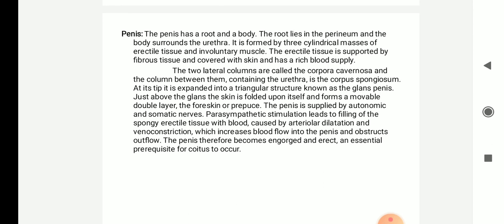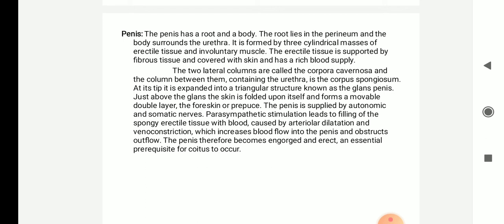At its tip, it is expanded into a triangular structure called the glans penis. Just above the glans penis, the skin is folded upon itself to form a movable double layer called the foreskin or prepuce. The penis is supplied by the autonomic and somatic nervous systems. Parasympathetic stimulation leads to filling of the spongy erectile tissue, the corpus cavernosum, with blood, causing arterial dilation. The arteries are dilated and the veins are constricted, which increases blood flow to the penis and obstructs the outflow of blood.